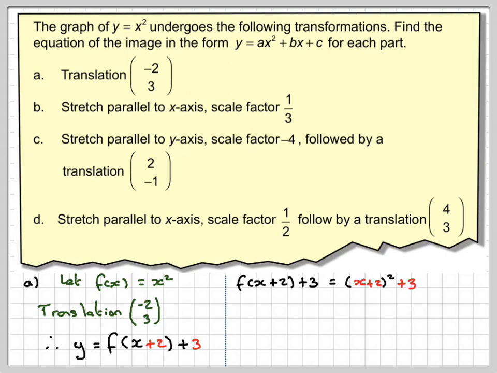If we expand this, we get x squared plus 4x plus 4 plus 3. So we end up with the final graph of y is equal to x squared plus 4x plus 7, which is in the correct format for the question.